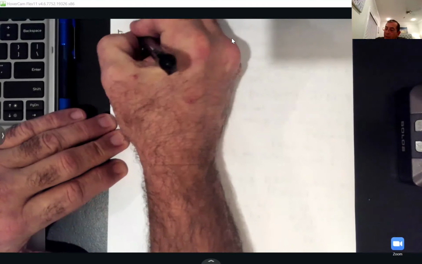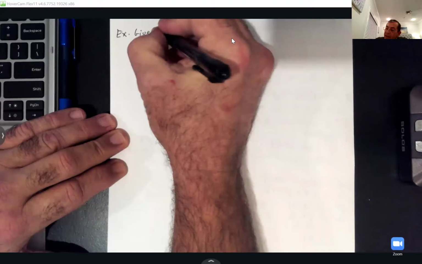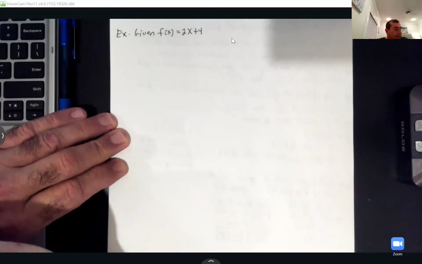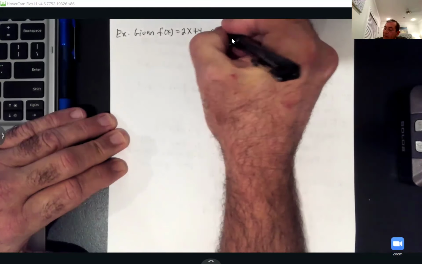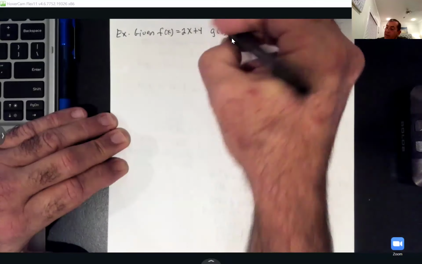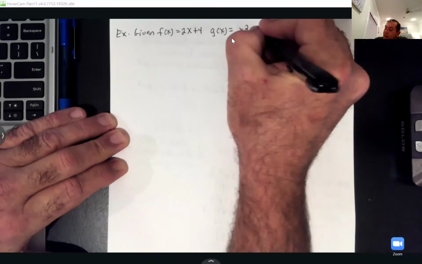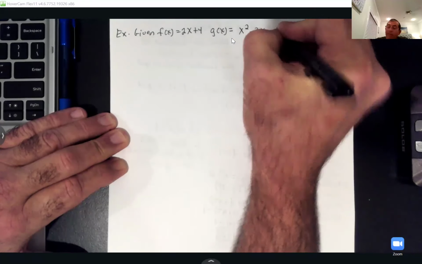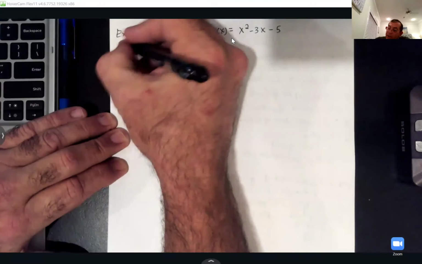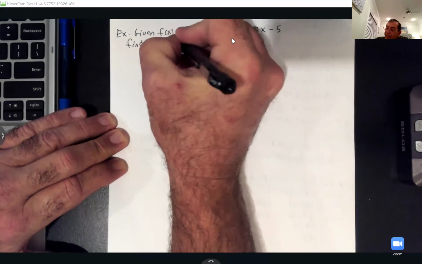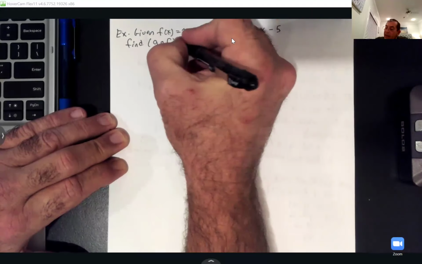And then after that, we'll look at them when they just give us the F of X and G of X, okay? So for this number 2, we're given F of X equals 2x plus 4. G of X is going to equal x squared minus 3x minus 5. And on this one, we're going to find G compose F of 7.